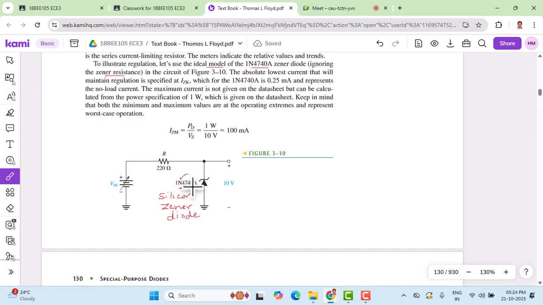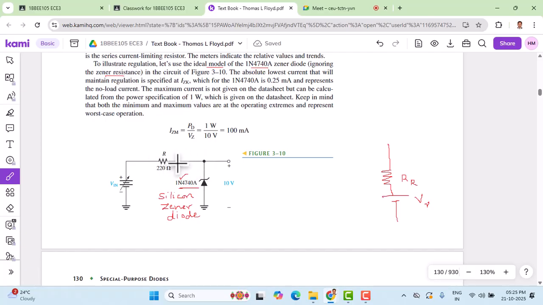4740 is a number, and the A is given by the manufacturer. So it is a commercially available Zener diode, and if we treat this as an ideal diode model, we have to ignore the resistance of this device. As we already said, the equivalent of a Zener diode is a resistance and a power supply. This is nothing but a cut-in voltage, and the resistance is the forward resistance. In this case, it is going to be the reverse resistance. So this is the equivalent of a Zener diode. Since it is an ideal model, the Zener resistance can be neglected.